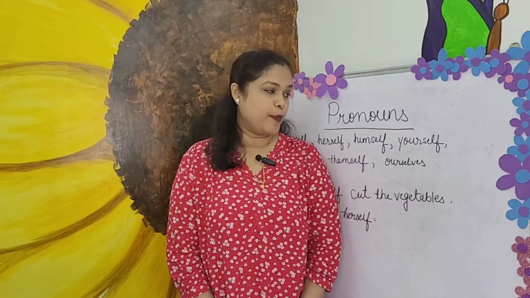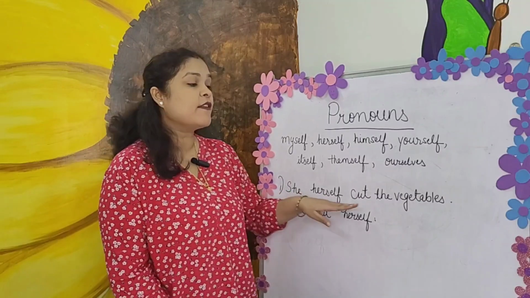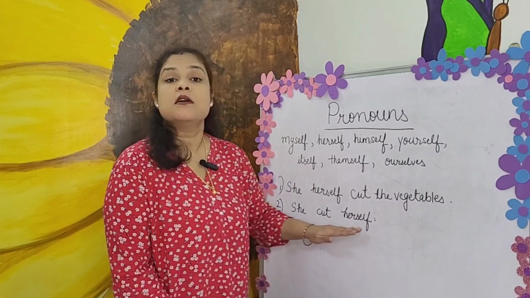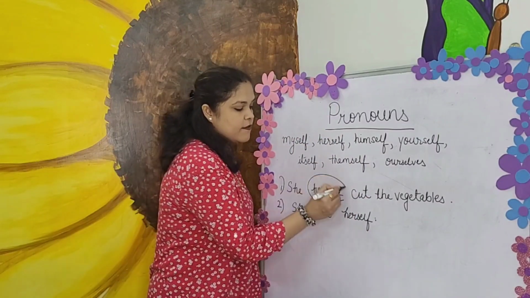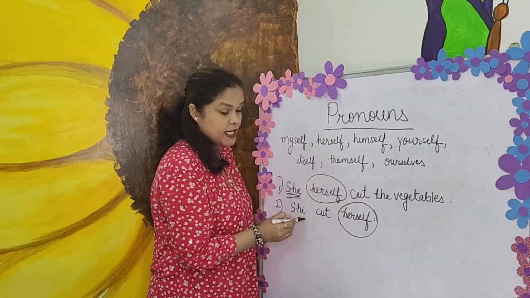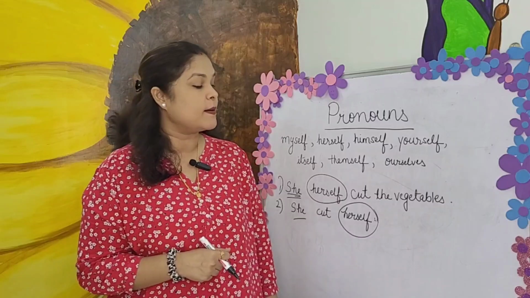If you look at the board, I have written two sentences. She herself cut the vegetables and she cut herself. In both the cases, herself is acting as a pronoun apart from she. We know she is the personal pronoun which we have studied earlier, right?